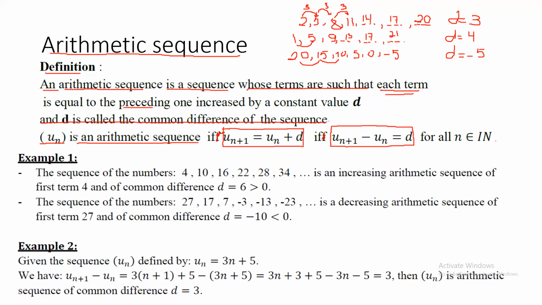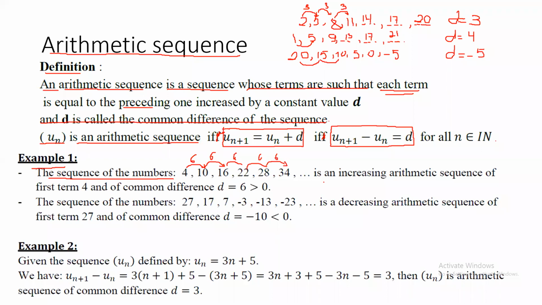Example 1. If we consider the sequence of numbers 4, 10, 16, 22, 28, 34. Which number is being added from one term to the next? What number is added? 6, 6, 6, 6.